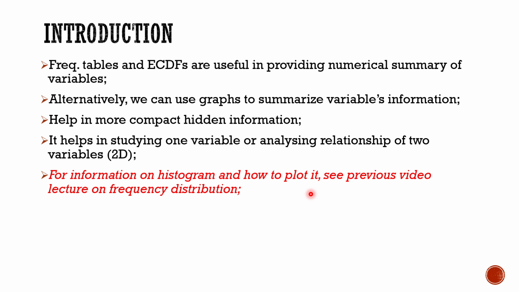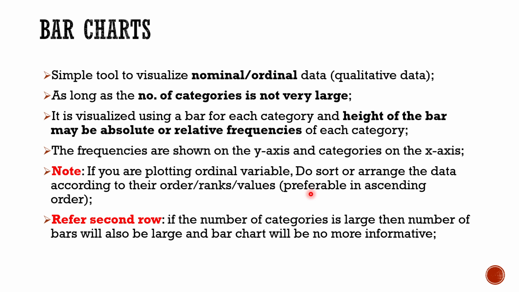describing bar charts. So, what do we mean by bar charts? It's a simple tool to visualize nominal or ordinal data, that is, qualitative data. As long as the number of categories is not very large, it is very useful. We say the number of categories should not be very large because if the number of categories is large, then the number of bars will also be large, and bar charts will no longer be informative. So for precise information, you should use variables which have a smaller number of categories for plotting bar charts.